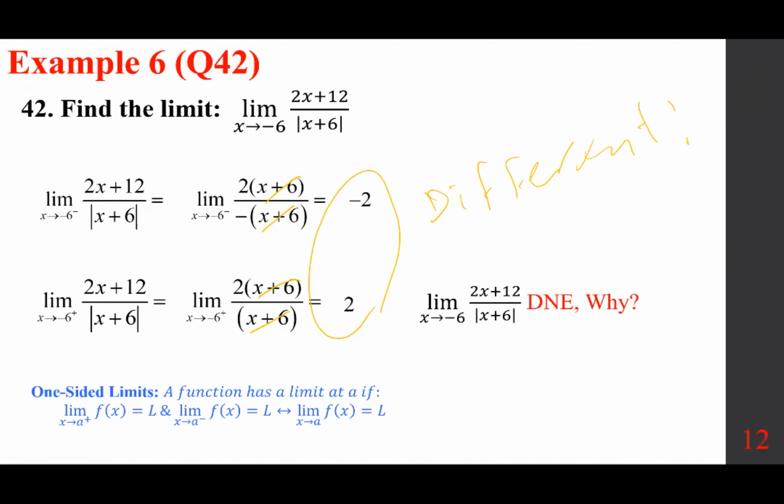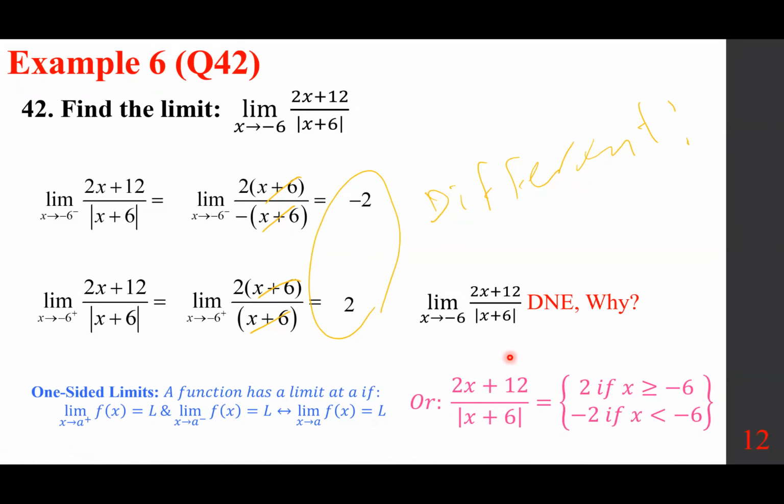However, a different approach is to evaluate the expression and know that this expression is 2 when x is larger than or equal to -6, because you drop the absolute value, and it's -2 if x is less than -6. And with that approach, you get to the same answer.